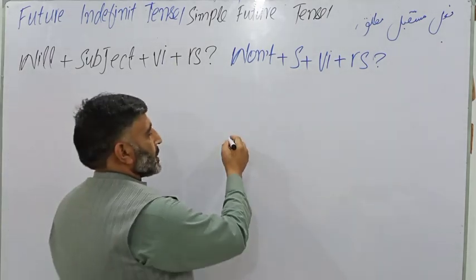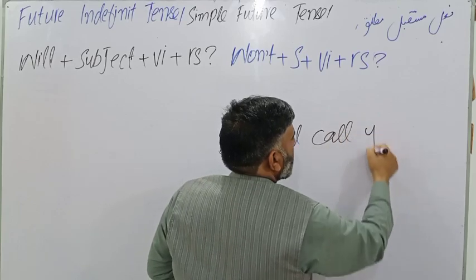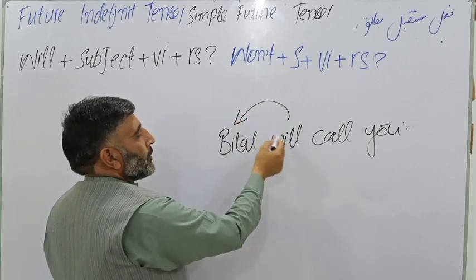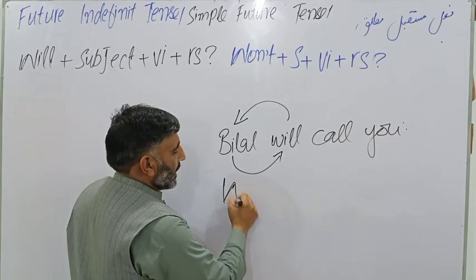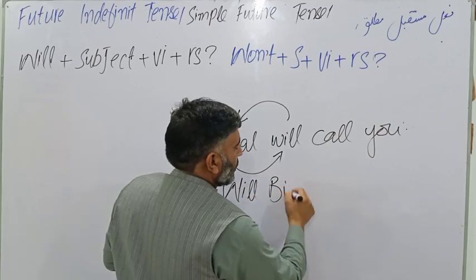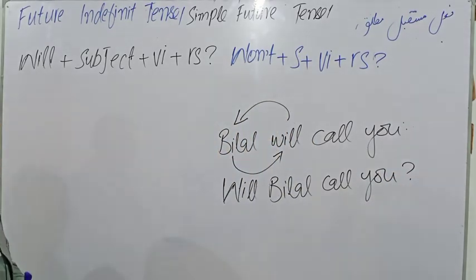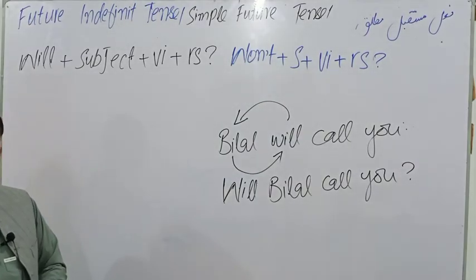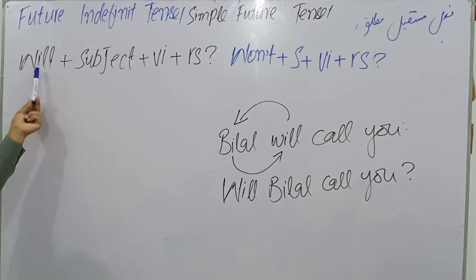For example, if we write a positive sentence, suppose Bilal will call you. This is a positive sentence. When we want to make it a question, will comes to the place of the subject and the subject goes to the place of the auxiliary verb. Then you write W in capital letter: Will Bilal call you? And then you put a question mark, because it becomes a question sentence. Will Bilal call you? Yes, he will, or no, he won't. So that is the structure, dear viewers: when we make the question sentence of this tense, we use will in the beginning, then subject, then verb first form, and then the rest of the sentence.